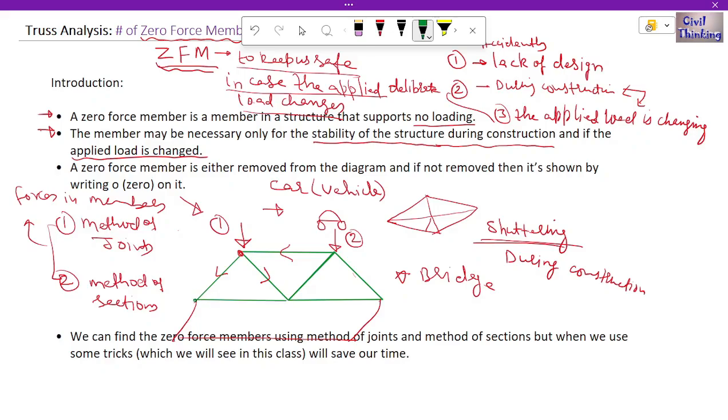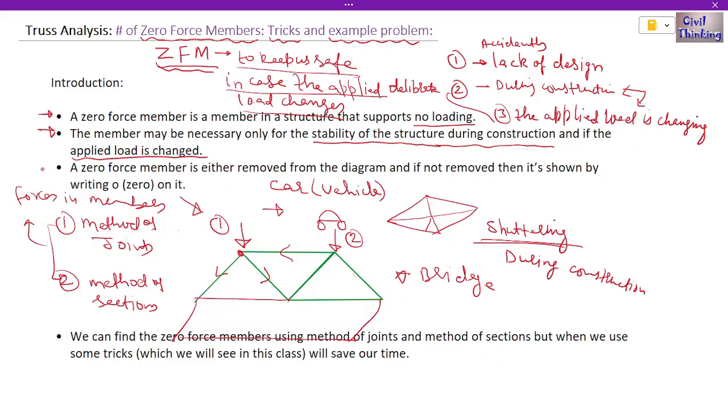Let me draw two members here. Let us say this member is a zero force member. We either denote a zero force member by writing an O or 0 on it on the diagram, or we simply remove that member. We complete this point. Now we have another point here. We can find the zero force member using method of joints and method of sections, but using some tricks, which we will see in this class, will save our time.